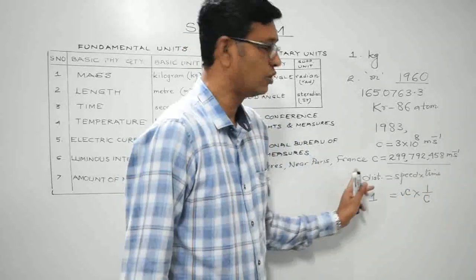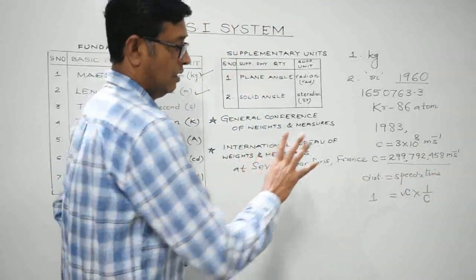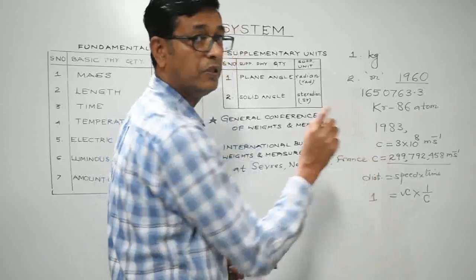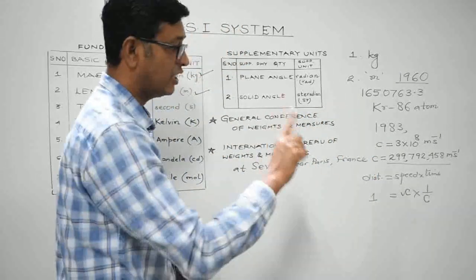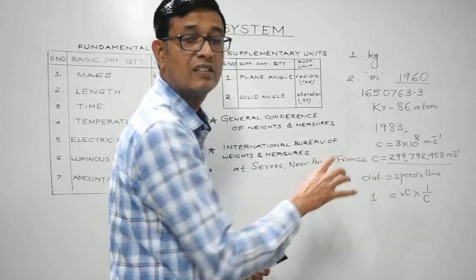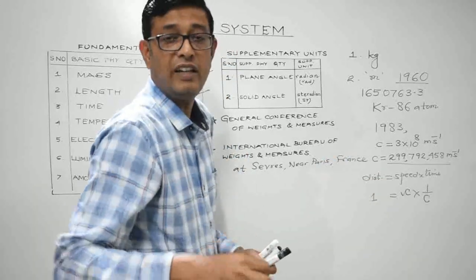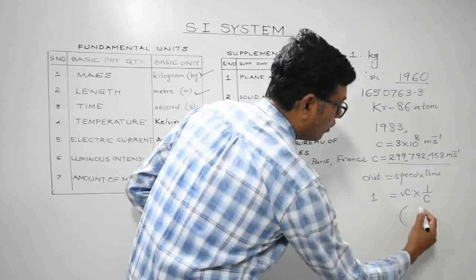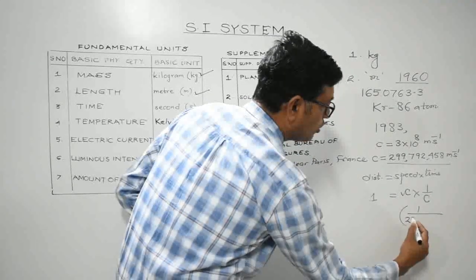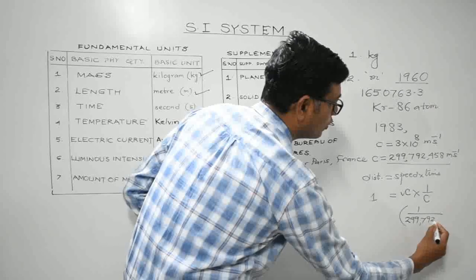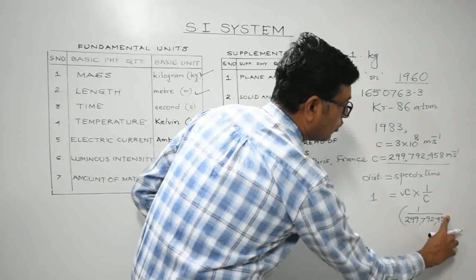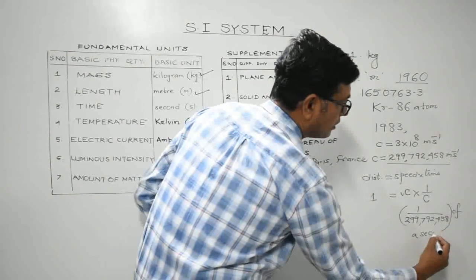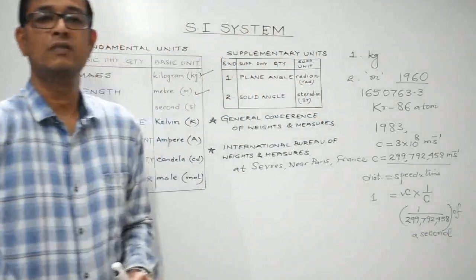Now it will be very simple to define 1 meter. Now look, in 1983, the General Conference of Weights and Measures defined meter in terms of the speed of light. So in that respect, 1 meter is defined as the distance travelled by light in air or vacuum during the time interval 1 by c, that is 1 by 299,792,458 of a second. This is the definition of 1 meter, right?